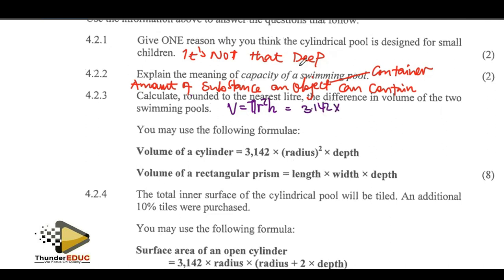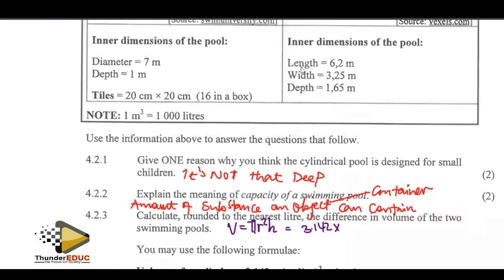3.142 times what's our radius. Now when you come here, we are given the diameter. You need the radius, you get the diameter divided by 2, which is 3.5. So we come back here and you say 3.5 squared times the height, which is already 1. Don't forget to square. So here we have 38.8955. These are meters cubed. Put them aside.